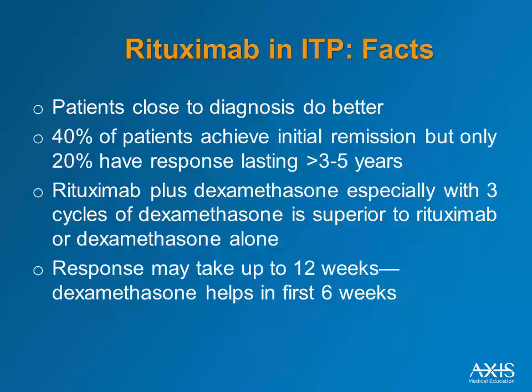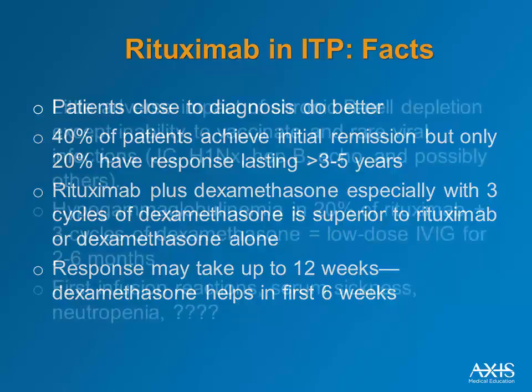We believe from a single-arm study we published in July 2014 that rituximab plus dexamethasone, when you use 3 cycles of dexamethasone instead of 1, is clearly superior to rituximab alone. And it's worth noting that since response to rituximab may be delayed, the dexamethasone in the first 6 weeks helps to make the count go up while you're waiting to see if this will happen.